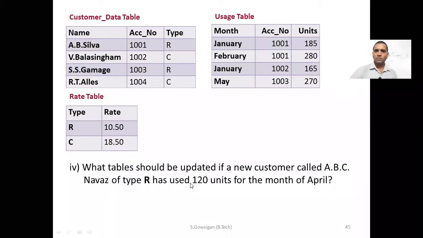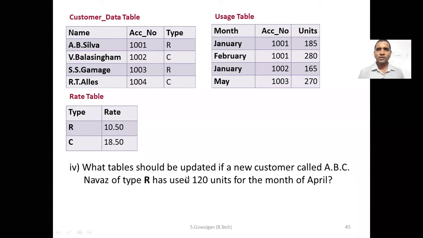So here what happened was ABC Nawaz of type R has used 120 units for the month of April. This is the incident. This is the situation. So here, if you want to add this situation in the table, there are some tables modified. So what are the tables to be modified? That is the question. Customer data table and usage table.